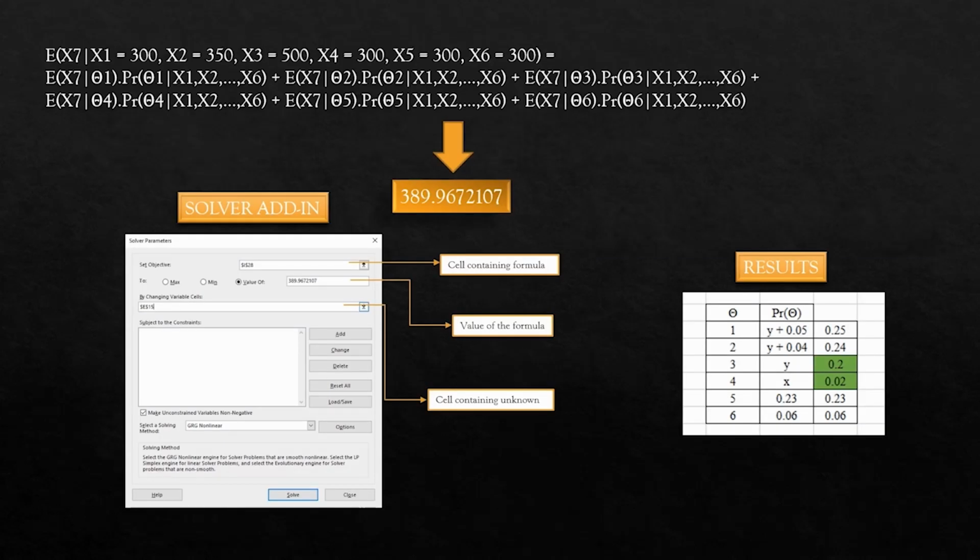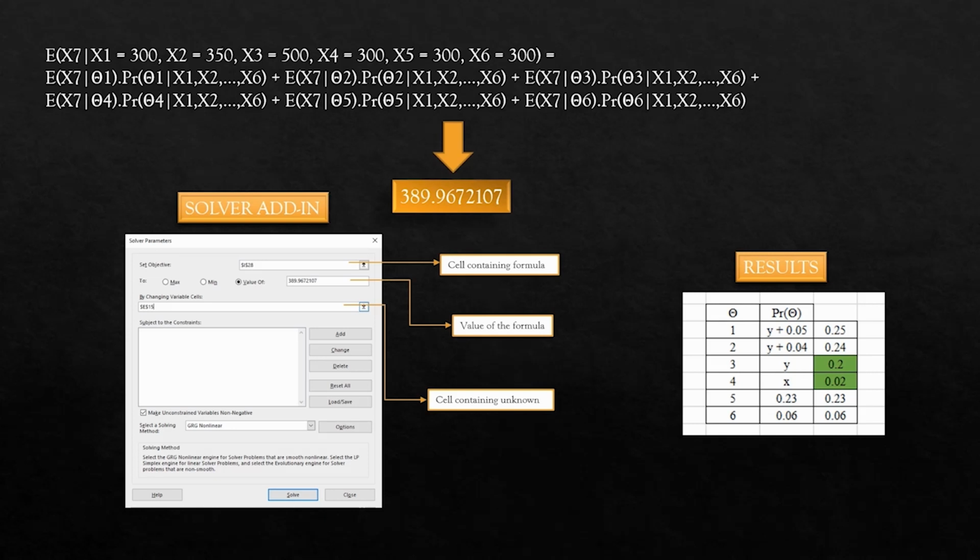Finally, the last step would require the Excel Solver add-in function to help solve the simultaneous equations formed just now to give us the values of the unknowns we are looking for. To use the Solver add-in, we must key in manually the Bayesian formula in an Excel cell by using the results of the equations we have done previously. Then, we pull up the Solver tab and set the objective to the cell containing the formula. Next, we set it to a value of 389.9672107 as provided in the question.